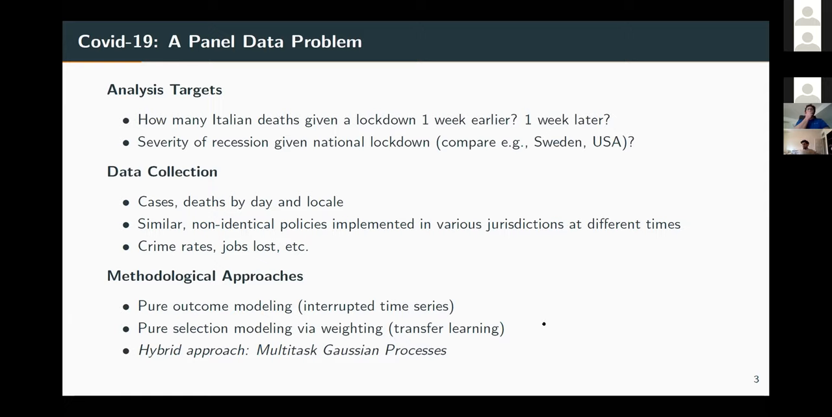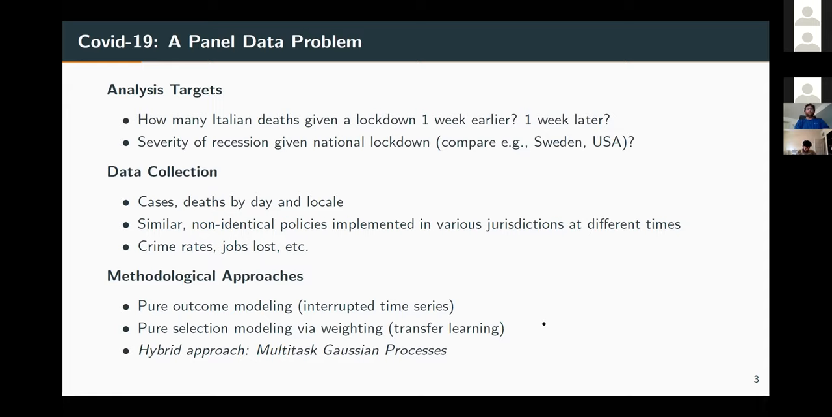Usually you're just fitting the time series model to the unit that you care about, or alternatively, weighting methods where you observe these over time for several units and then you model selection into treatment. So for instance, selection of Italy choosing to adopt a lockdown, and then try and estimate the impact of that intervention by using similar non-interventions in similar countries.